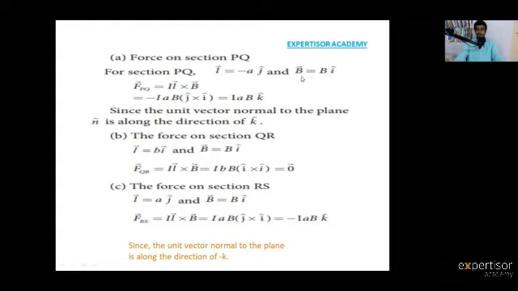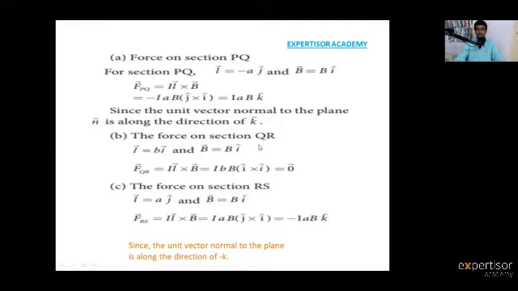That means the magnetic field direction is along the x-axis. That's why for the x-axis the unit vector is I cap. Next, the PQ side length is in the direction of the y-axis, that's why here we enter J cap. At the same time, this direction is opposite to the flow of current, so that's why here we enter the negative symbol. So finally, we got the force at section PQ equal to I a B K cap, since the unit vector normal to the plane n is along the direction of K.